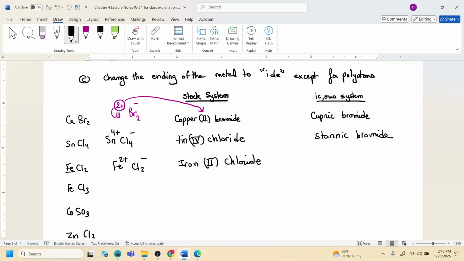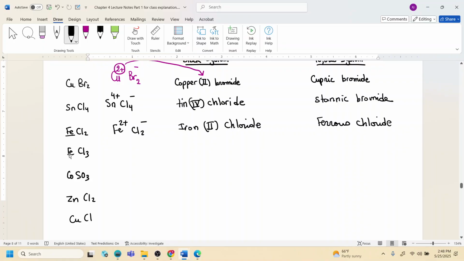If I want to name it in the IC and OUS system, then this is going to be ferrous chloride. Iron can lose 3 electrons or 2 electrons. Okay, so here, this is the case of iron losing 3 electrons. So this one is an Fe3+ and the Cl3 minus. All of those are ionic bonds if you have noticed. Then this one is going to be iron(III) chloride. To name this, that's going to be ferric chloride.